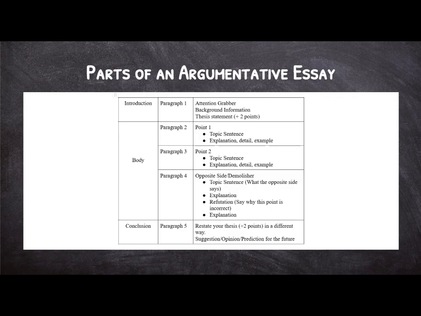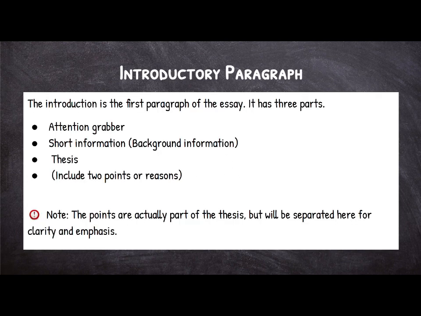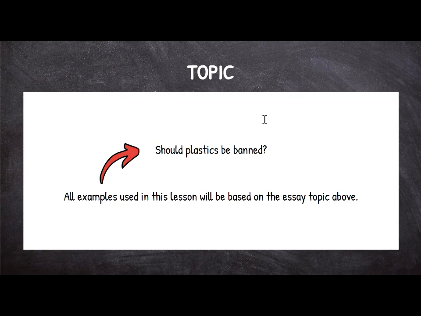The parts of an argumentative essay are the same as a regular essay. So you have your introduction, your body, and your conclusion. Now, what might be new or surprising to you is that in the body, you will actually have to do what we call a demolisher or counterclaim, where you consider the point of the opposing side, the side that you did not choose, and present an argument for it, but also say why this argument may not make sense. But we're getting ahead of ourselves, so let's jump back into the lesson.